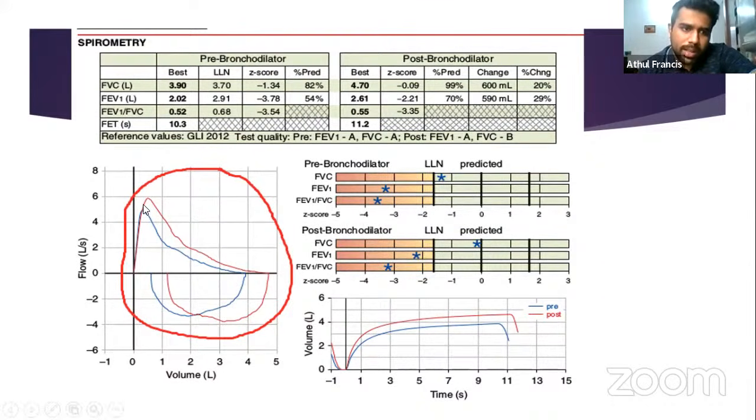Here also see the red curve, the second curve which is coming. Initially this is pre-bronchodilator. After you are given a short-acting beta agonist and the pulmonary function test is taken after 10 minutes, you see there is an improvement in his FEV1. So an improvement in the curve as such, you can see it very clearly in the graph.